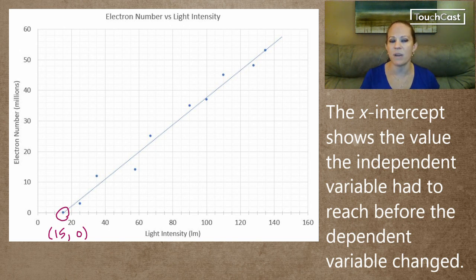In this particular situation, we could call our intercept a threshold frequency, or sorry, a threshold light intensity. There's another variation of the photoelectric effect experiment where we deal with energy versus frequency. So I apologize for that slip.